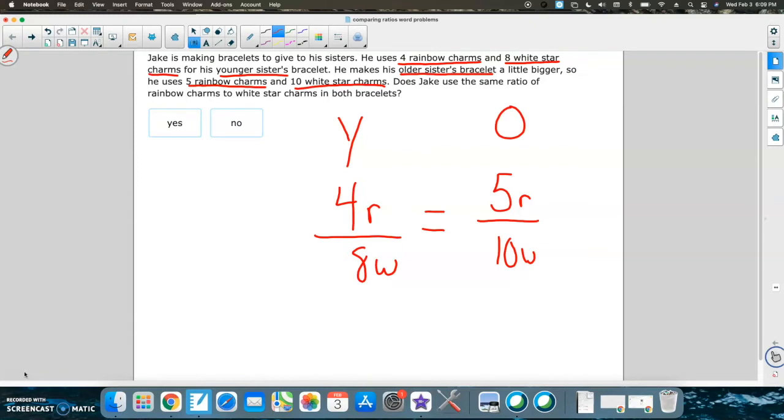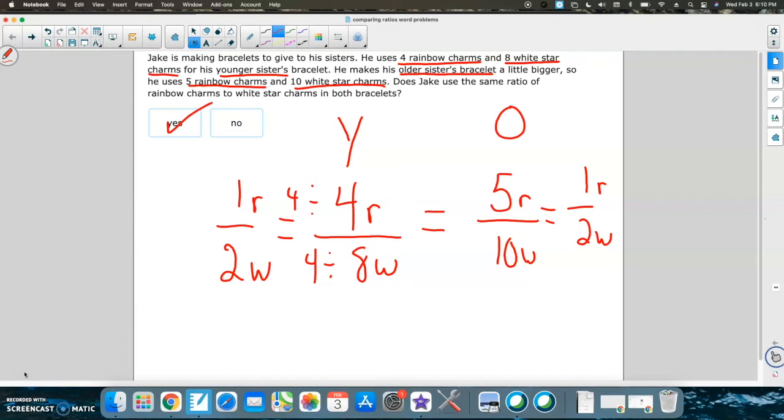Well, there's 2 ways to solve, if you remember this. One way, put them both in simplest form. Okay. So 4 eighths. I can divide the top and bottom by 4. Oops. I'm dividing by 4, excuse me. So it's 1 rainbow for every 2 white star charms. Now, this one. 5/10, what's that in simplest form? Well, that's a half, right? Divide top and bottom by 5. So we have 1 rainbow for every 2 white. And as you can see, a half is a half. So, yes, it is equal.